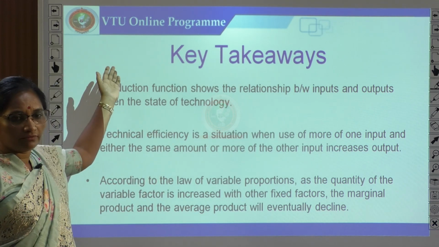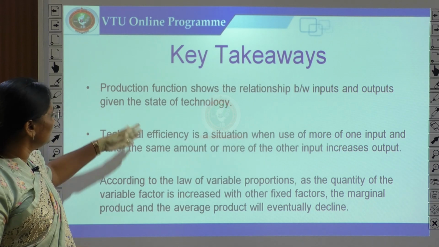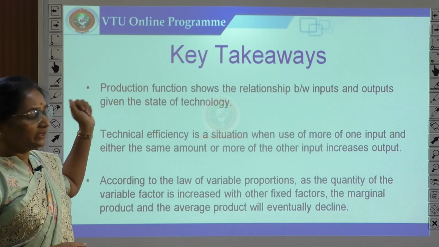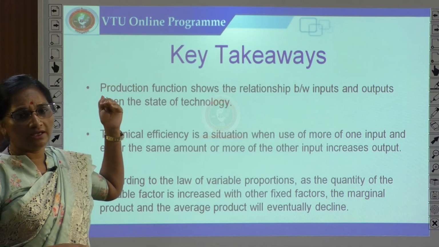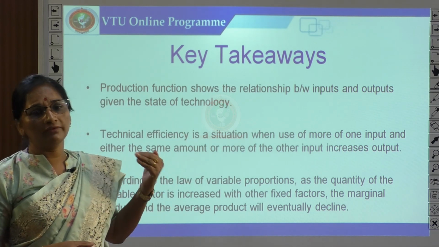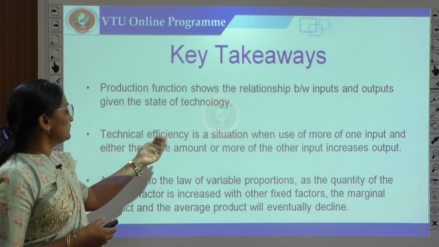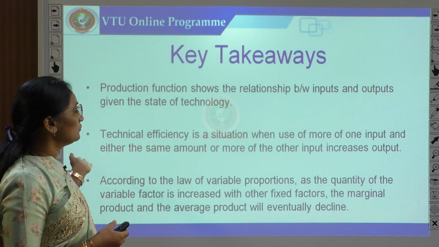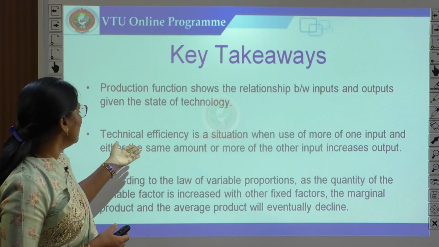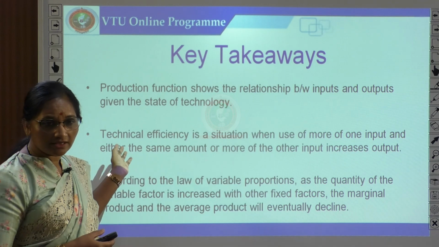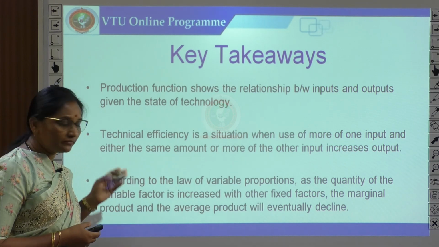The earlier class and this class together help us understand the relationship between input and output, in the given technology, and how inputs and outputs are related. Second, technical efficiency is the situation when using more of one input and either the same amount or more of the other input increases output. That is the second point we can take away from this class.